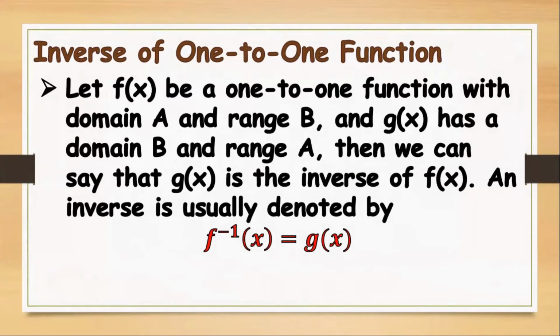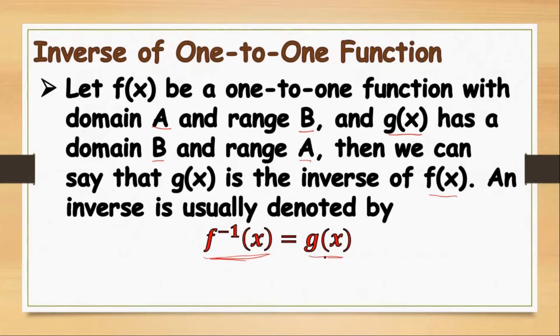Let f of x be a one-to-one function with a domain A and range B, and also g of x which has domain B and range A. Then we can say that g of x is the inverse of our f of x. And an inverse is usually denoted by this symbol. That's f raised to negative 1, but don't misunderstand it as the exponent, but it is a symbol for the inverse. This means that f inverse of x equals g of x.